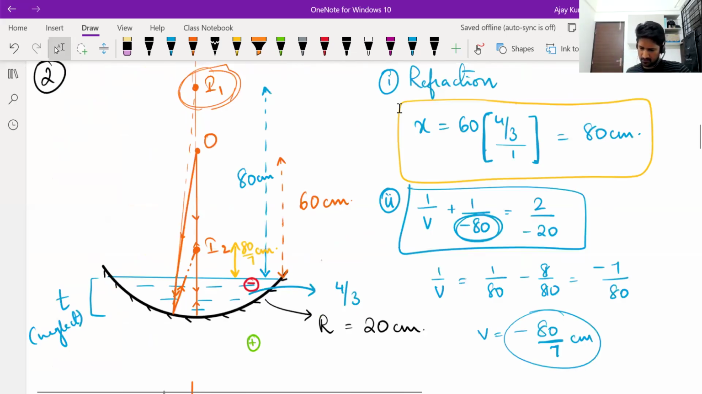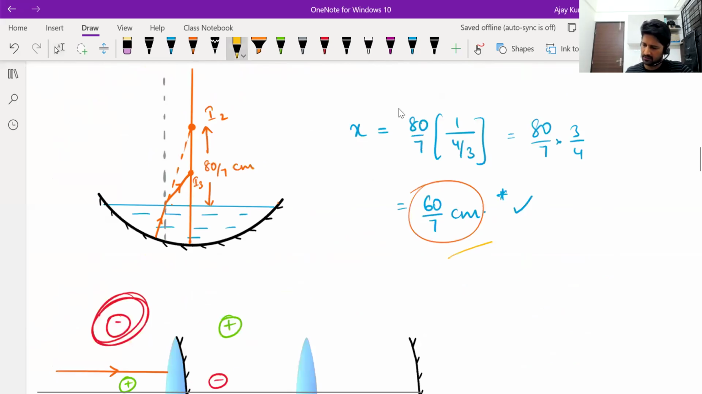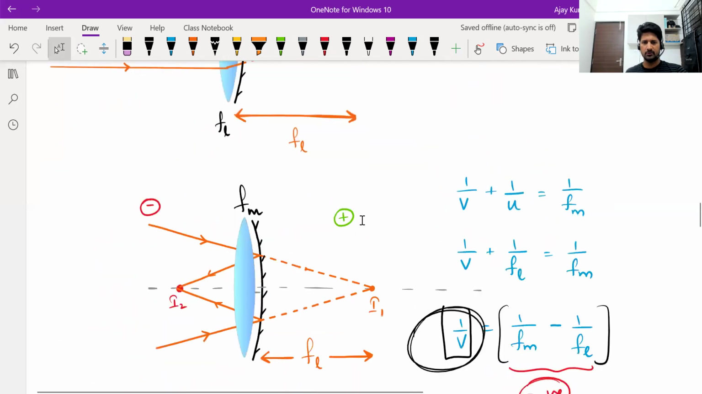Wait, 80 by 7 was I2. And where was the final image I3 forming? I3 was forming at 60 by 7. And this problem is there in the NCERT textbook also. Even in the board exam, they expect you to be able to solve such situations. Don't use the silvered lens formula there. You'll have to use refraction, reflection, refraction again.